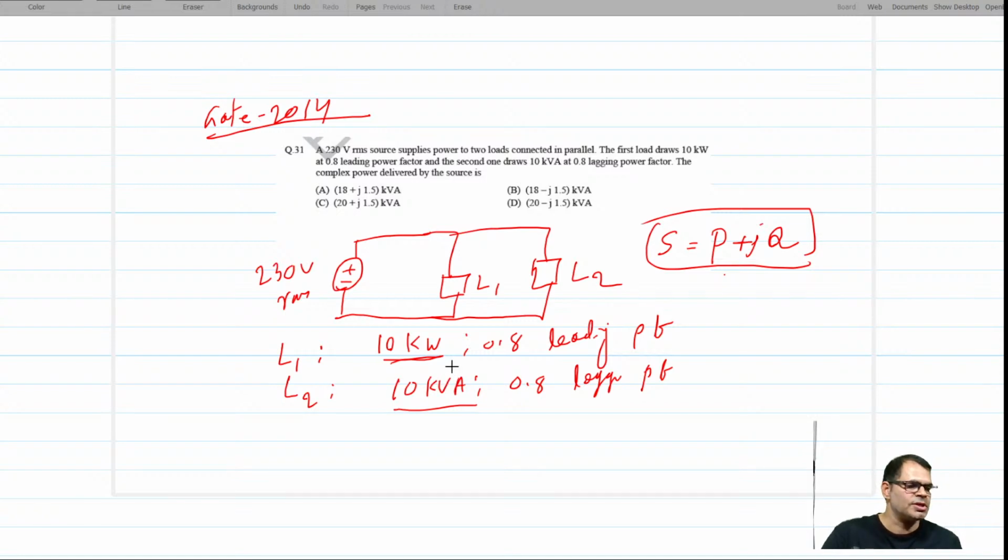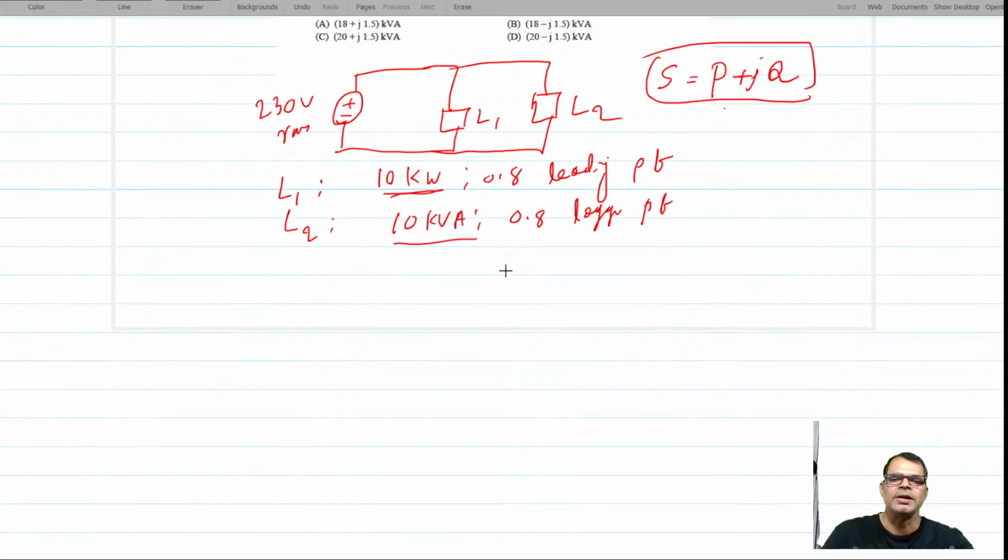So you know, just now we have discussed the power triangle. What the power triangle says is that if you have P and Q, you can easily find out S, right? And they have given the leading power factor. Then that means you have to have a negative reactive power. Lagging power factor, positive reactive power. So let us first calculate.